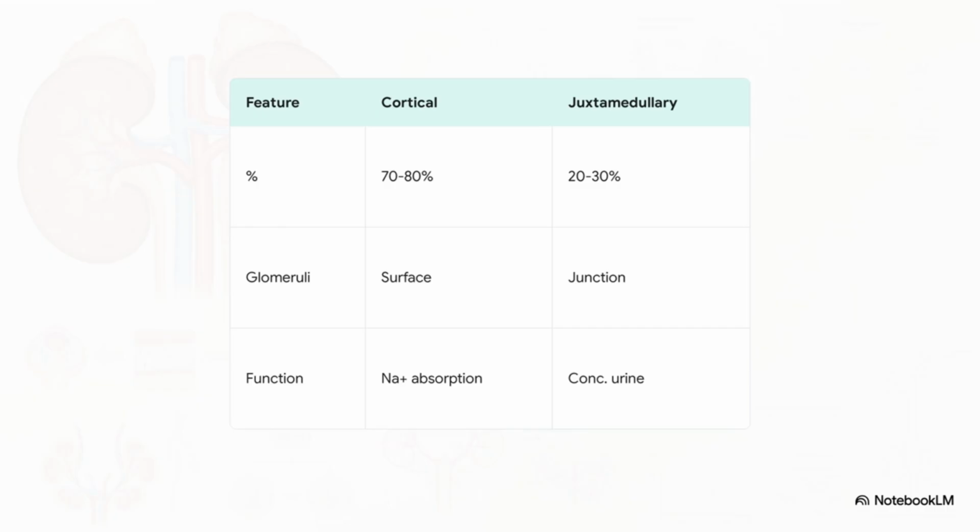Their glomeruli sit much deeper, right at the junction of the cortex and the medulla. And as we're going to see, their highly specialized structure is exactly what allows them to concentrate your urine.